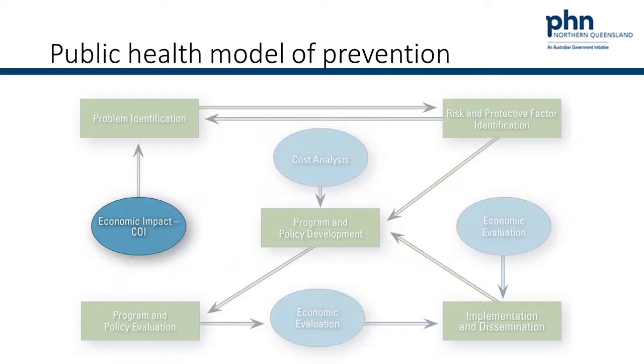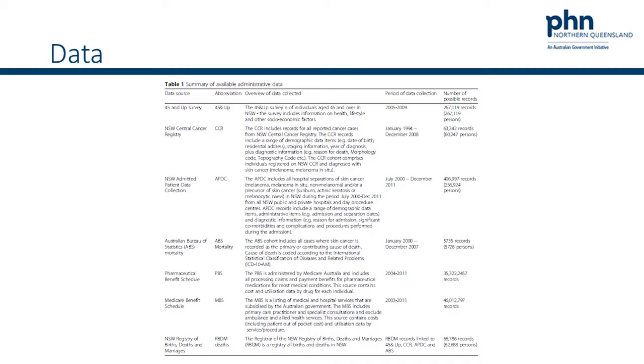So based on this, Doran et al. conducted the study as an economic impact analysis or a cost of illness analysis. In the public health model for prevention, cost of illness analysis often falls within measuring the burden of disease or illness. So the authors have done this using linked data from a number of sources, including the 45 and Up study, the Australian Bureau of Statistics, pharmaceutical benefit schemes, and other sources which are listed here.